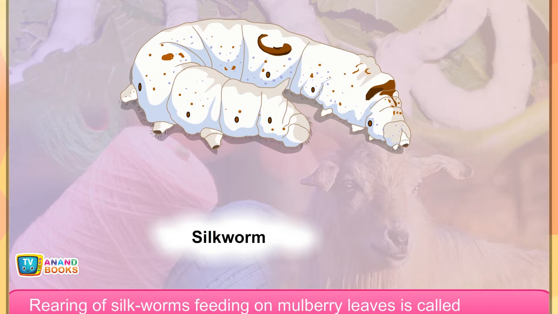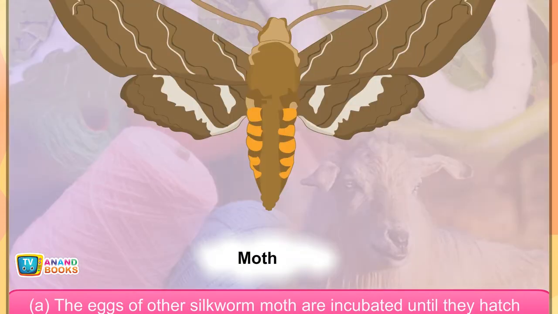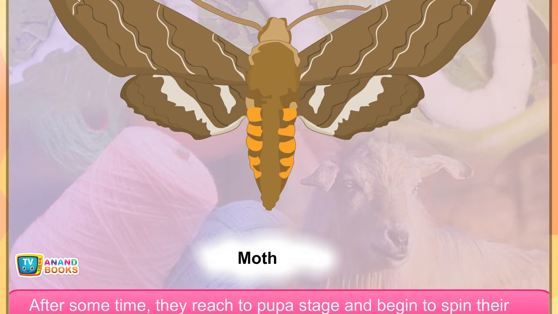It involves the following steps. A. The eggs of the silkworm moth are incubated until they hatch and become larvae or caterpillars. They feed on mulberry leaves. After some time, they reach the pupa stage and begin to spin their cocoons.